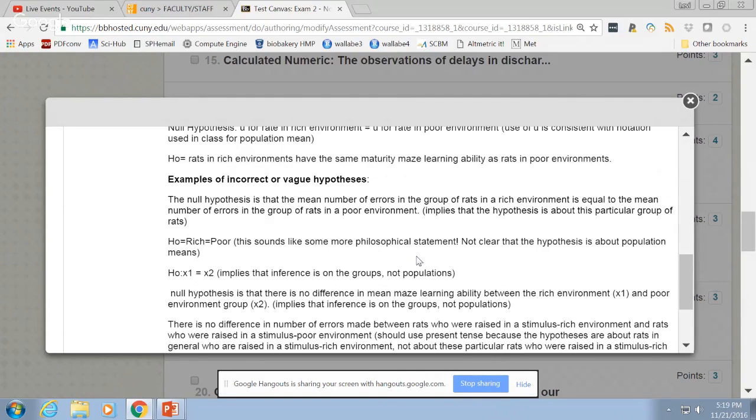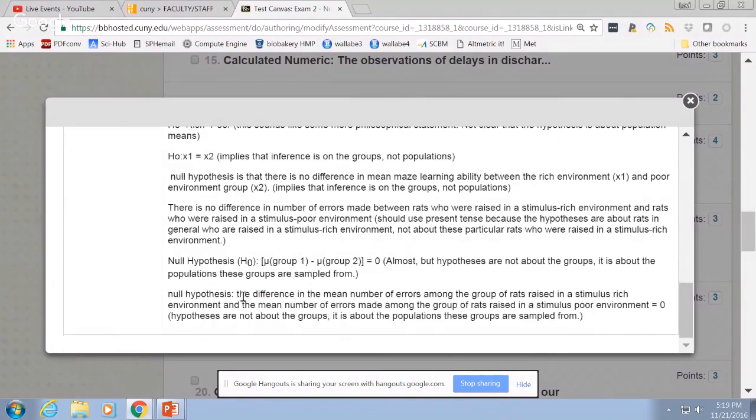Are there any more interesting ones here? The difference in the mean number of errors among the group of rats raised in a stimulus-rich environment and the mean number of errors made among the group of rats raised in a stimulus-poor environment. And again, to me, that is just too much about these particular groups and not about the populations from which they were sampled.